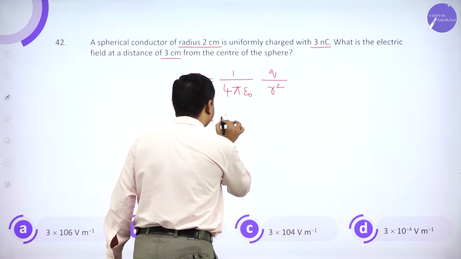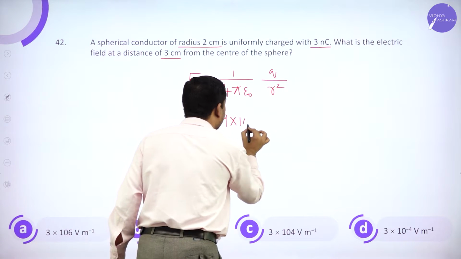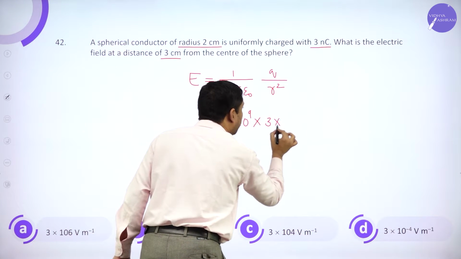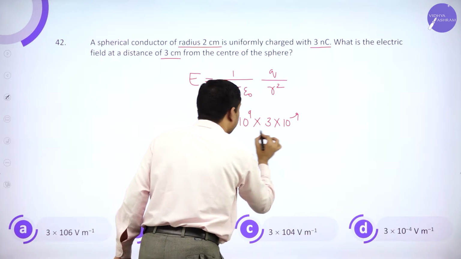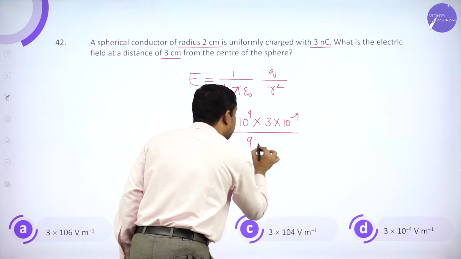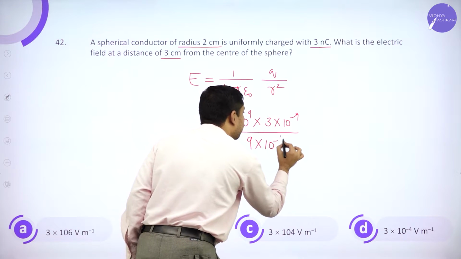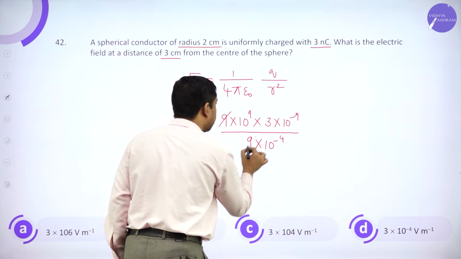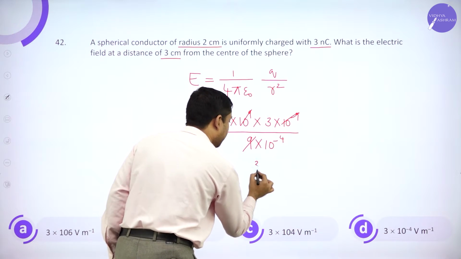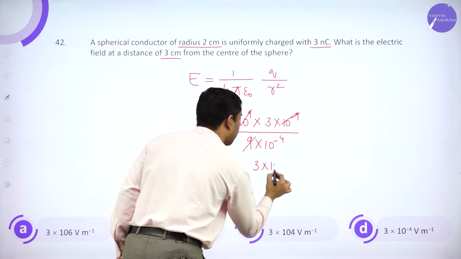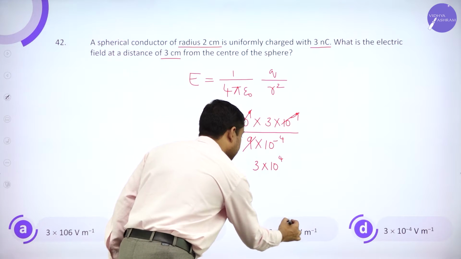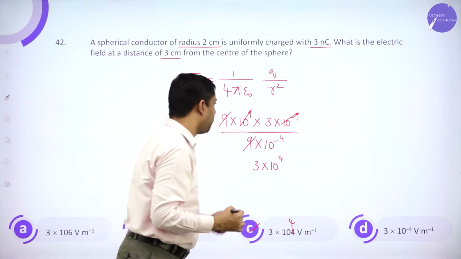So this is 9 into 10 power 9. Charge is 3 nanocoulomb. Distance is 3 centimeter. So r square. So this 9 gets cancelled. 3 into 10 power 4 volt per meter should be the answer. This is 10 power 4 volt per meter.